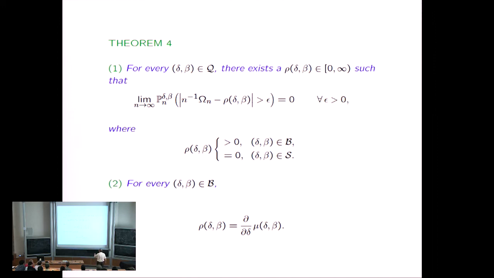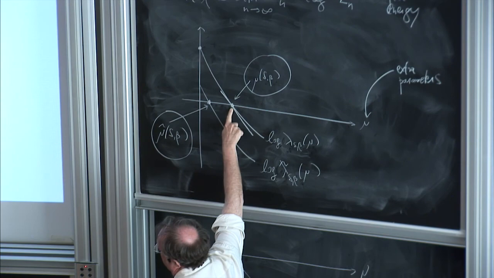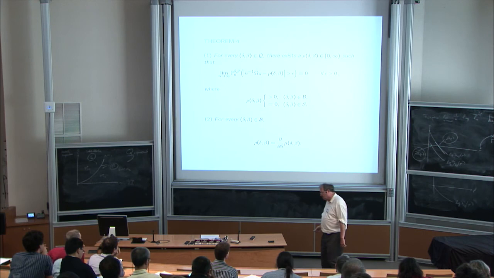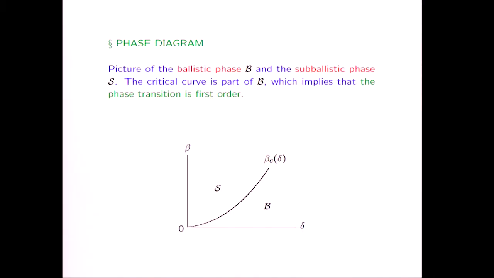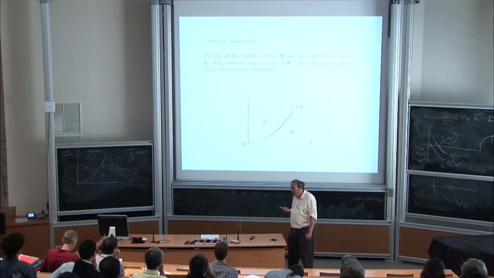It is the derivative of this point here as you vary the delta. So again, we can relate these objects immediately to this spectral radius. So we have a phase diagram now with a ballistic phase and a subballistic phase. The ballistic phase includes the critical line, which is another way of saying the phase transition is really first order.